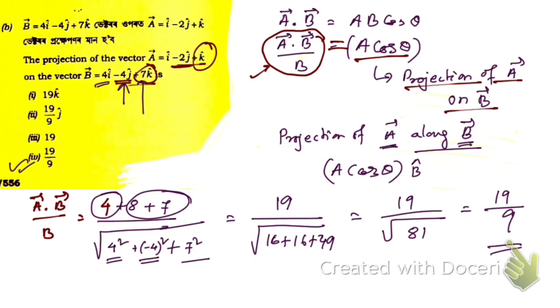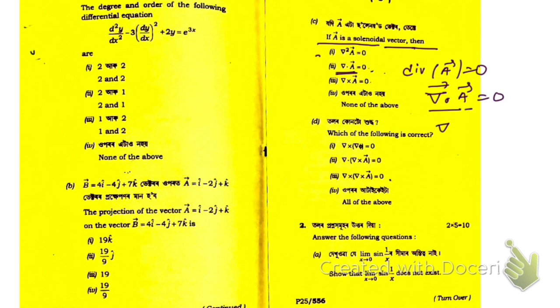So now let's move on to the next question. The next question is: vector A is solenoidal, then. A vector is said to be solenoidal if its divergence is equal to 0. Divergence means del dot A is equal to 0. Del dot A means divergence, del A means gradient, and del cross A means curl, right? Hope you know these things. So divergence is equal to 0, that's why option 2 is correct.